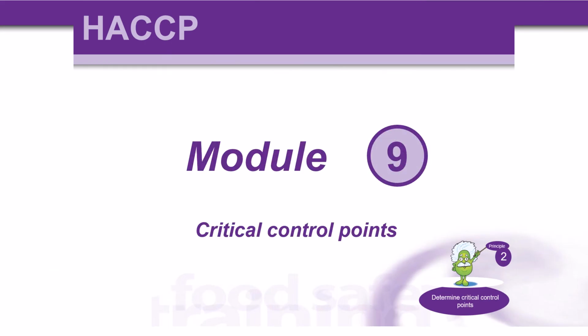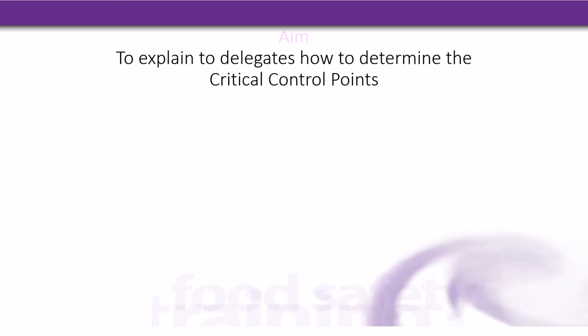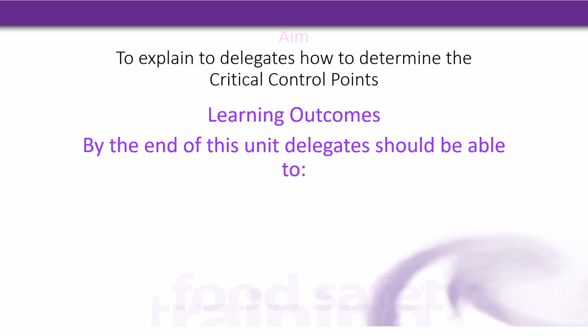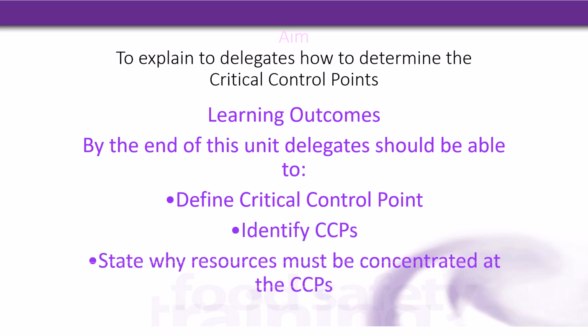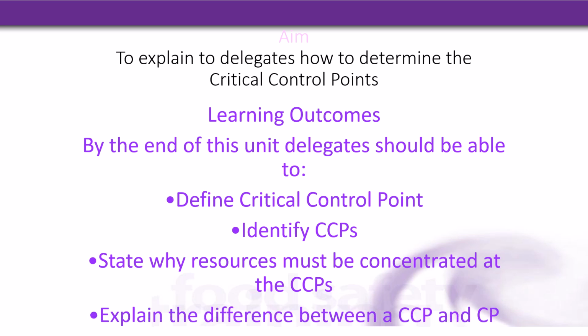Module 9, Critical Control Points. This unit will explain to you how to determine the critical control points in your operation. And by the end of this unit, you should be able to define critical control point, identify critical control points, state why resources must be concentrated at the critical control points, and explain the difference between a critical control point and a control point.